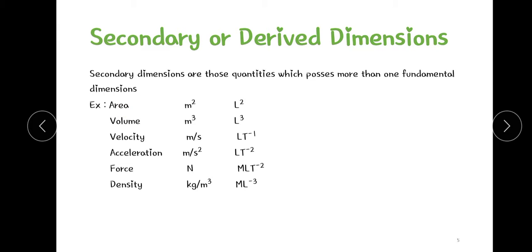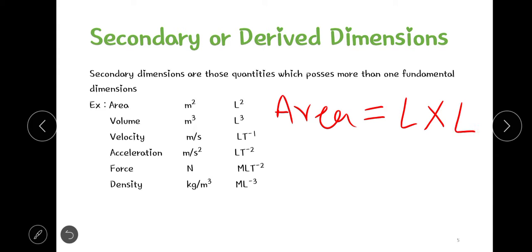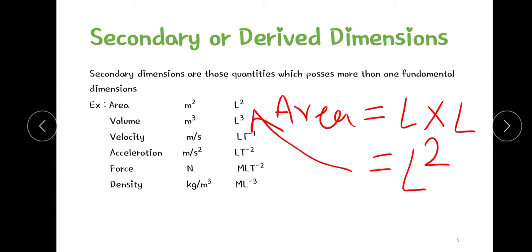For example, area. The unit is meter square, we know that, and the dimension is L square. I will show you how. Area is equal to length into breadth. Length we can write as L and breadth is also L, so it is L square. Alright, and for others also I will show you.